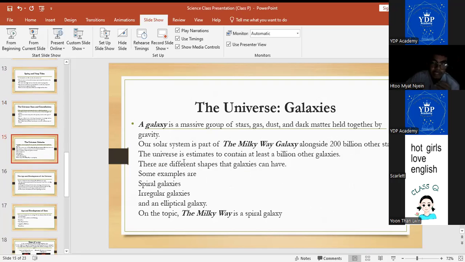There are different shapes that galaxies can have. Some examples are spiral galaxies, irregular galaxies, and elliptical galaxies. On the topic, the Milky Way is a spiral galaxy.